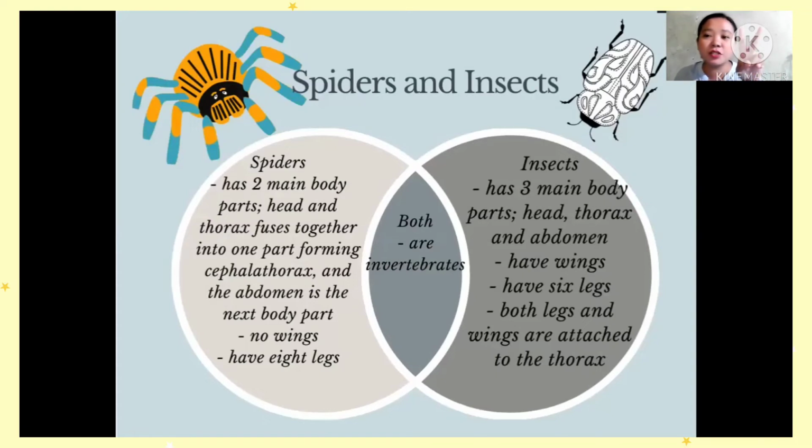The spiders have two main body parts, while the insects have three main body parts. The spiders don't have wings, while the insects have wings. The spiders have 8 legs, while the insects have 6 legs. Alright? And both of them are invertebrates. So remember, for our comparing animals, it is true or false.